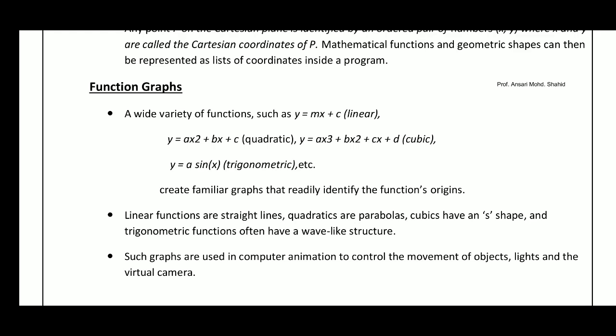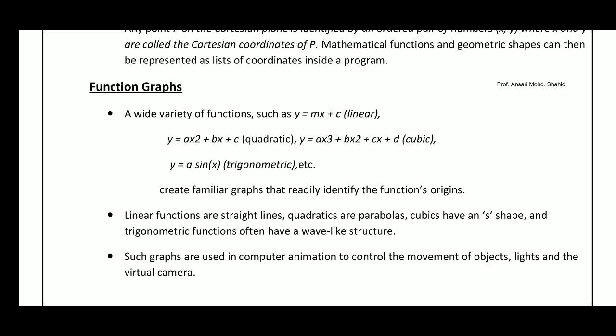Y is equal to ax^3 plus bx^2 plus cx plus d is a cubic equation. Y is equal to a sin x is a trigonometric equation. So these are different types of equations which we follow in mathematical functions, that is linear, quadratic, cubic and trigonometric. And for that, they create familiar graphs that readily identify the function's origin. So depending on these equations, they create a graph through which they can be identified.